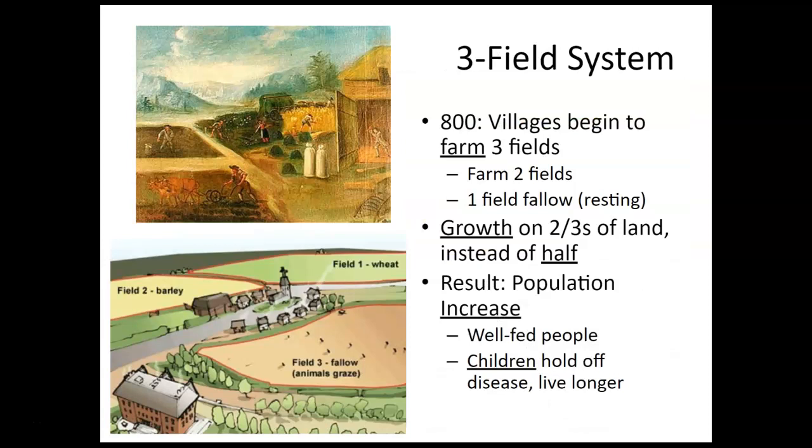Now, I want you guys to star this one. This is a really important system to remember that develops during this time period. You have what's known as the three-field system that develops during the Middle Ages and gets improved upon in the latter half and moving forward. So in the 800s, you start to see villages begin to farm three fields. And I don't mean that they just have three fields. It's a system. So every three fields they try to do this.